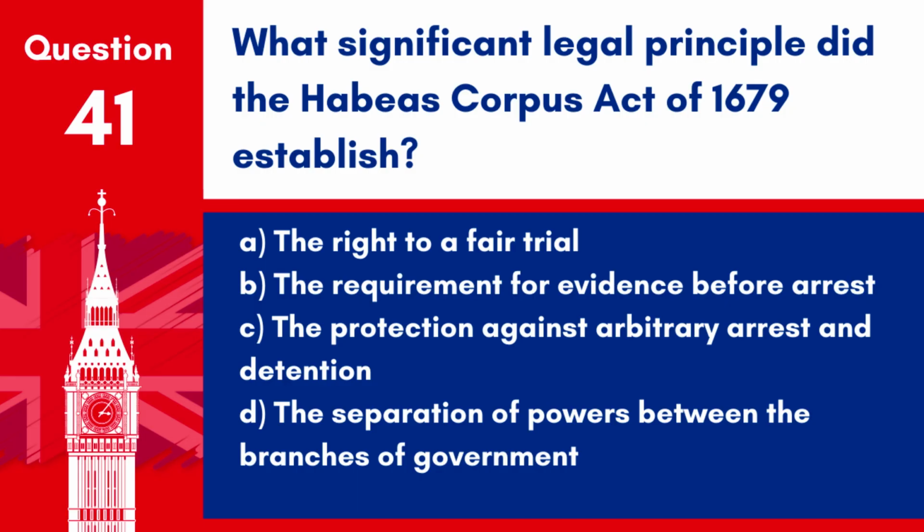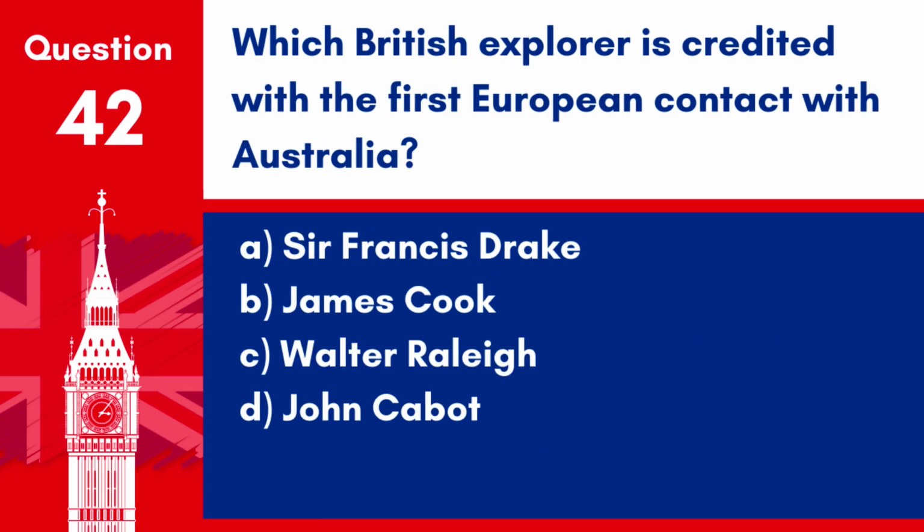Answer: C. The protection against arbitrary arrest and detention. The Habeas Corpus Act of 1679 established the significant legal principle that protected individuals against arbitrary arrest and detention without legal cause. Question 42. Which British explorer is credited with the first European contact with Australia?